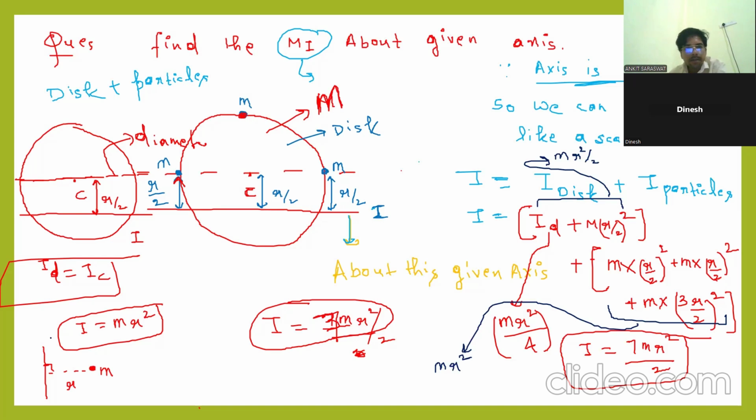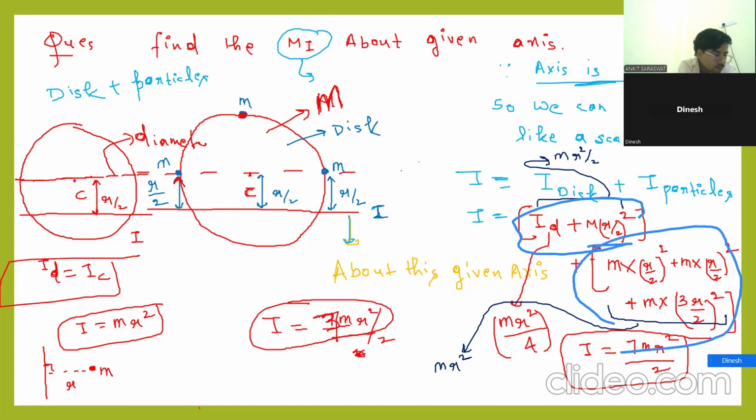This is the disk. About the diameter, it is mr square by 4. Clear? Then Id plus m. Solve it, try, do the calculation. For this, the sum will be 2 mr square by 4 only, then mr square by 2. Then for this one, I got 11 mr square by 4.